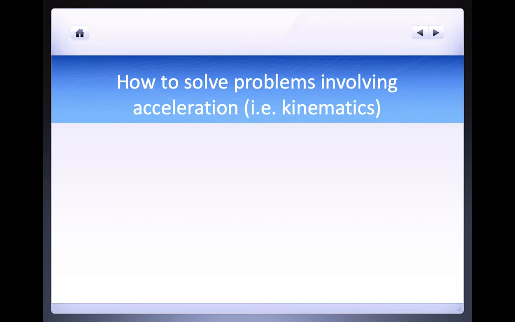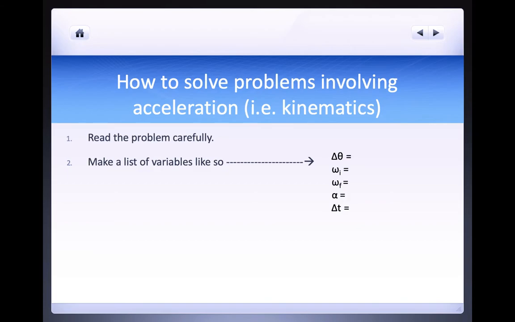So let's go ahead and remember the process that we use for solving kinematic problems, which is fairly straightforward. We always begin by reading the problem very carefully, and then we make a list of variables, right? So for angular kinematics, your list is going to look like that. And this is kind of like what you saw in your bell work today. So if you did that, you know what I'm talking about.